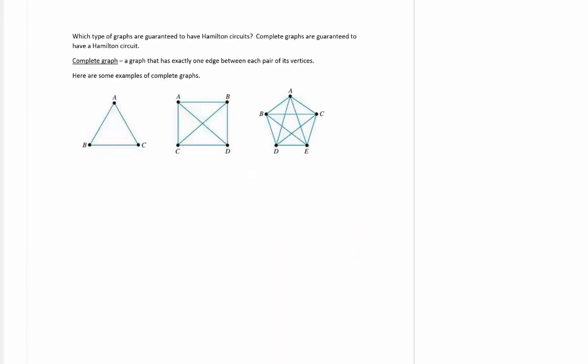So you might be wondering which types of graphs are guaranteed to have Hamilton circuits. Well, complete graphs are guaranteed to have a Hamilton circuit. A complete graph is a graph that has exactly one edge between each pair of its vertices. Here are some examples of complete graphs. For instance, there's only one edge that connects A and B, one edge that connects B and C, and one edge that connects C and A. And that works for the other pictures that are involved here.